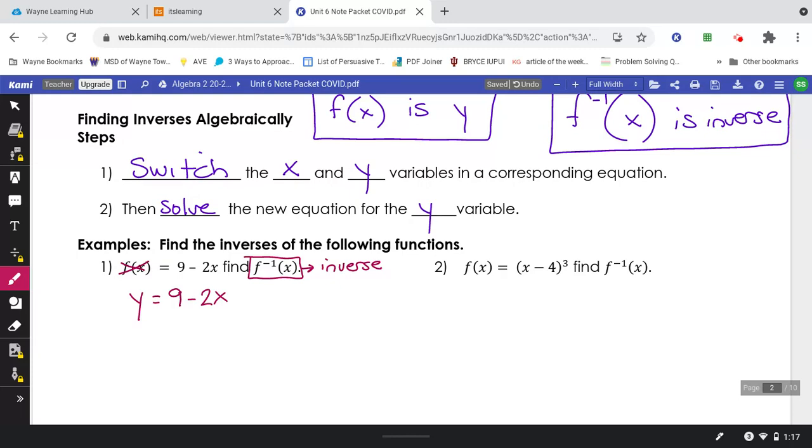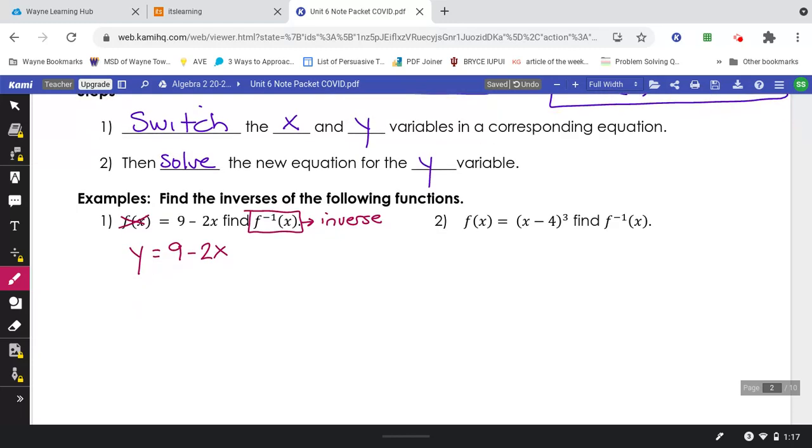Then you're going to do step 1, switch the x and y. So you're going to have x equals 9 minus 2y. The x and the y switched places. Notice how none of the numbers moved, just the x and y. From there, you solve. So we'll try to get the y by itself. I'm going to subtract 9.